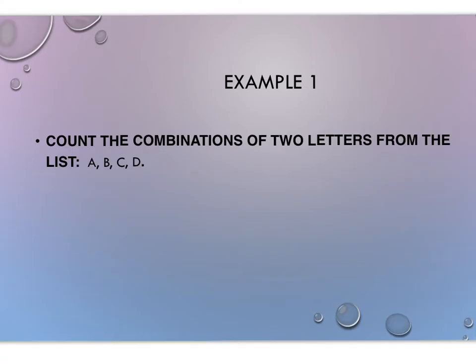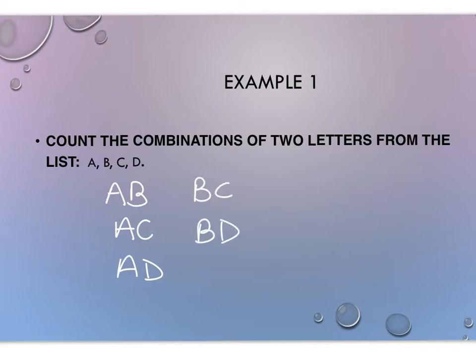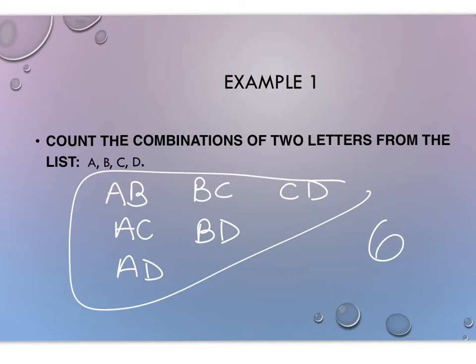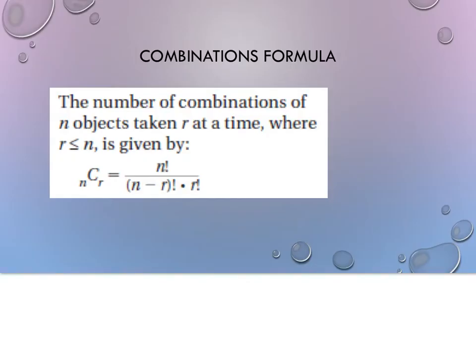Okay, so count the combinations of 2 letters from A, B, C, and D. See if you can list them. All right, so if we were to list it, I could say A can go with B, A can go with C, A can go with D. Did everybody get those? Then I can say B can go with C and B can go with D. B has already gone with A, so I don't use that one. And then C can go with D, and C has already been paired with A and B. And then D has been paired with A, B, and C. So how many are there? 6. Good.